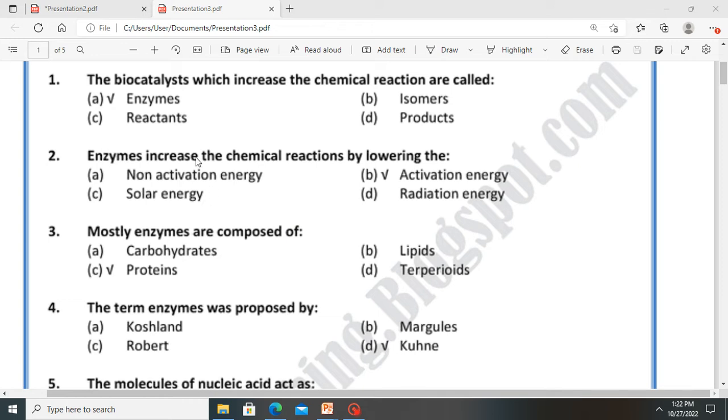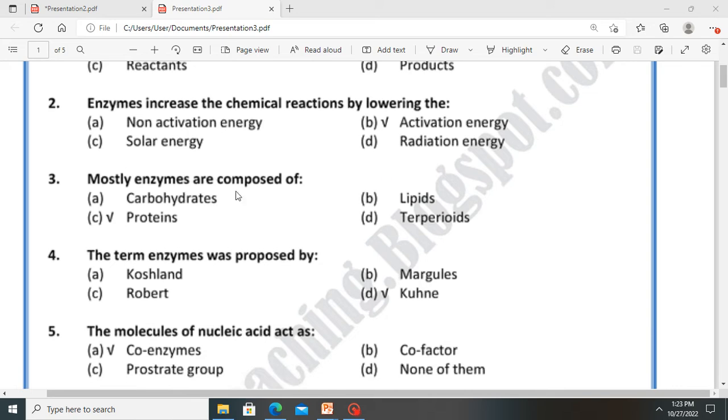Enzymes increase the chemical reactions by lowering the. So what effect does an enzyme have on a chemical reaction? They lower the activation energy of a chemical reaction. And the activation energy is the minimum amount of energy which must be overcome in a reaction so you can get a product from the substrate or the reactant. So the answer is B.